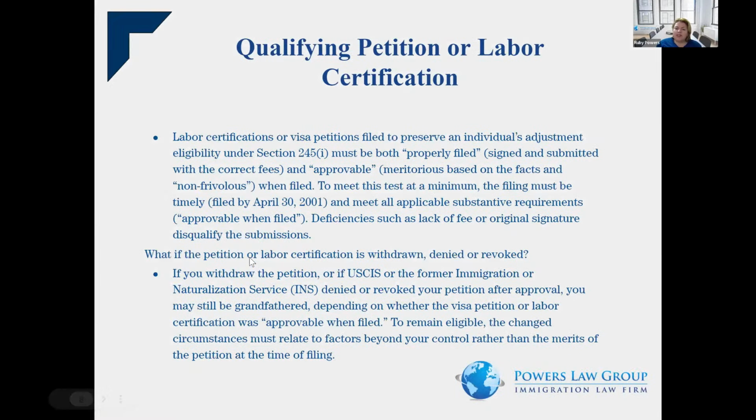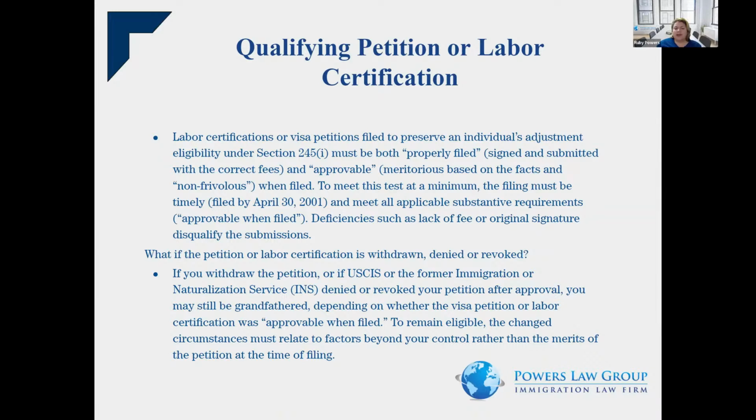So the qualifying petition, the labor certification or visa filed to preserve the adjustment must be both properly filed, so it has to be signed and submitted, and approvable, meaning meritorious based on the facts, and non-frivolous when filed. Literally, I have read this multiple times when I've been double checking things, and this has really saved us: approvable when filed. So on the face of it, it could have been approved. Maybe it didn't get approved, but it was possibly able to be approved.